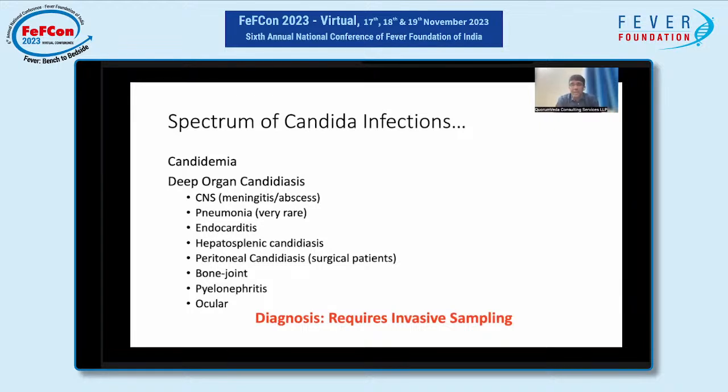Then, candidemia, Candida in the blood, and deep organ candidiasis, Candida meningitis, Candida pneumonia. Candida pneumonia is extremely rare. Even if you grow Candida in the sputum or BAL, it's not Candida pneumonia. If you want to prove Candida pneumonia, you need lung biopsy, which is rarely done. So don't make the diagnosis of Candida pneumonia based on a sputum or a BAL or endotracheal tube Candida culture.